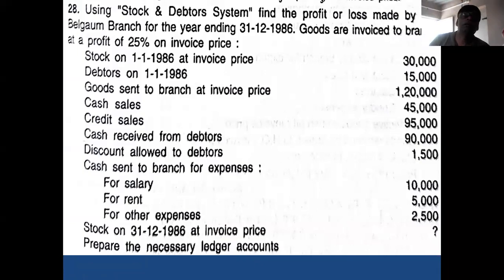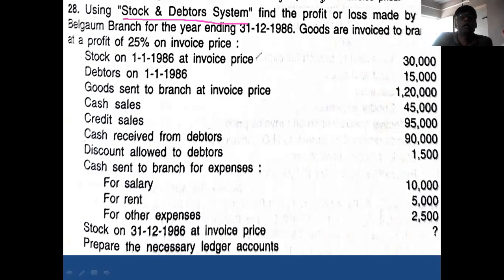Using the stock and debtors system means you have to apply the third method. Find the profit or loss made by the Belgaum branch for the year ending 31st December 1986.